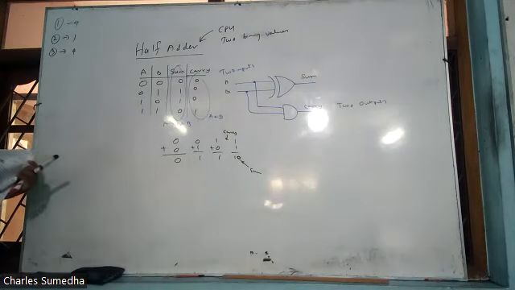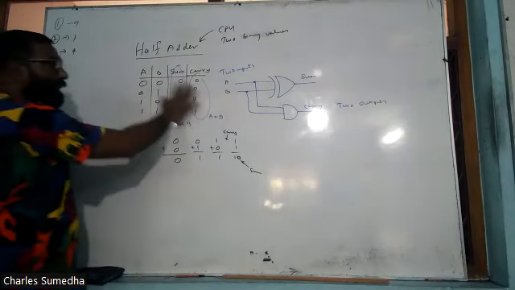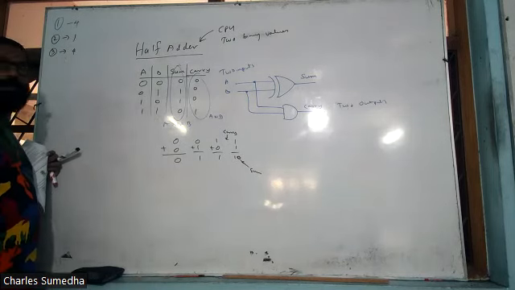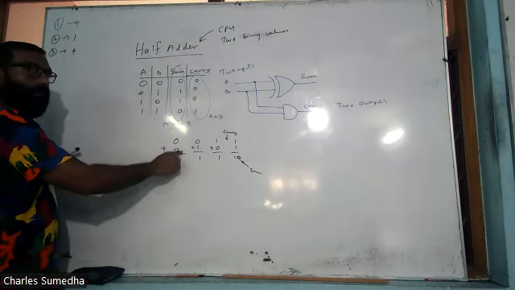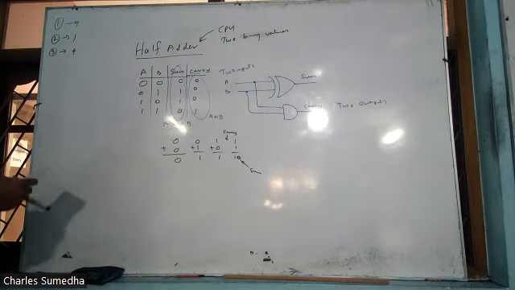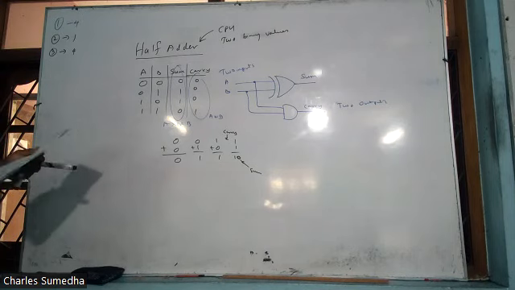Okay. So this is mainly used for what purpose? To add two bits. Okay. One bit, one bit. So we are adding this. So with that, okay. Right.